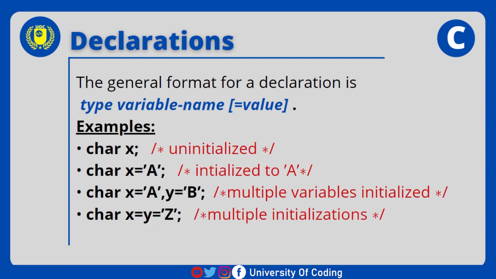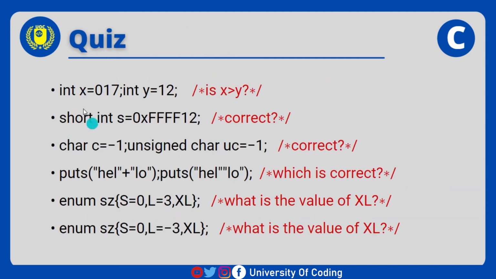So let us take some quiz questions now. My first question is, if int x is equal to 017, int y is equal to 12, is x greater than y or not? Comment your answer below. And while solving this, remember, if there is 0 in front, then this is an octal number. Here there is no 0, so this is just an integer. So compare both of them, find out the decimal equivalent of this, then comment your answer.